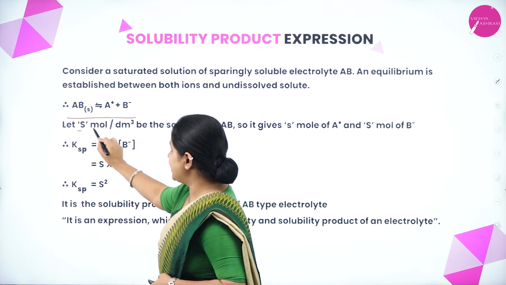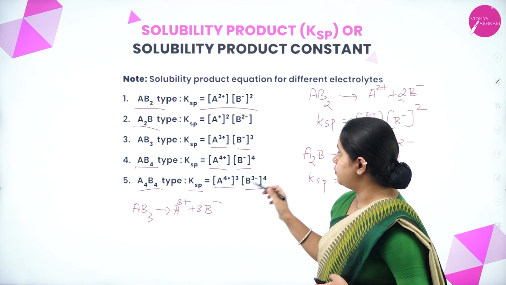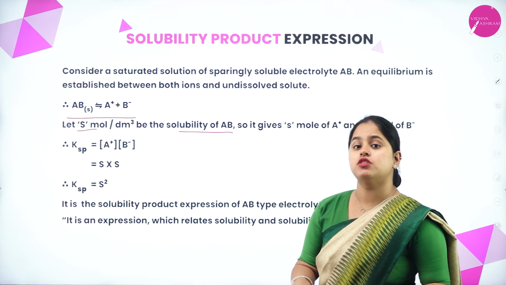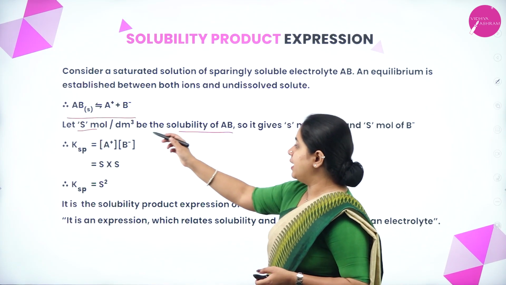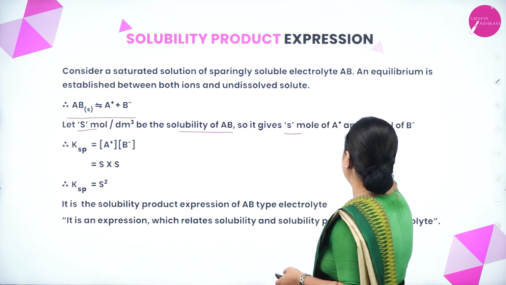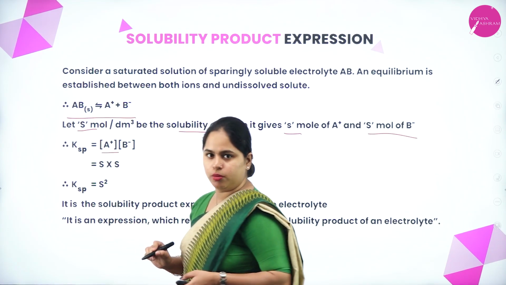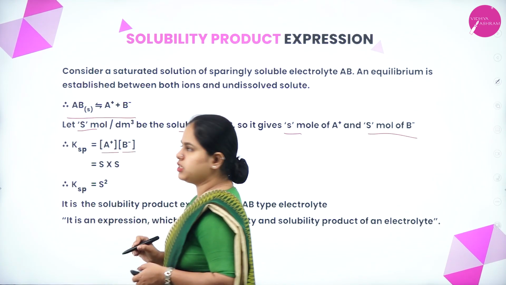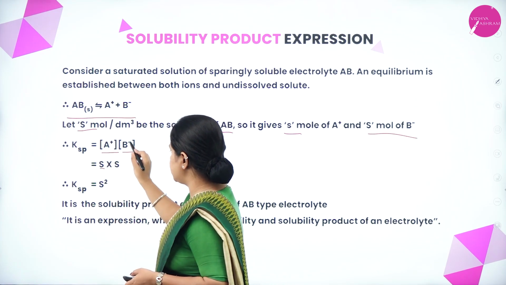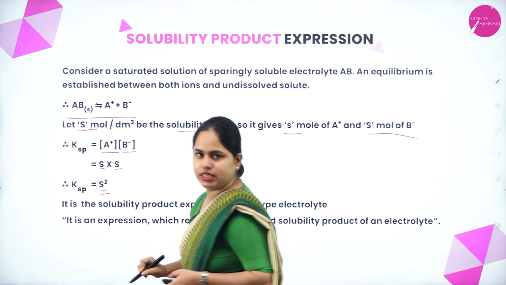So now let S be the solubility of AB. So here we have discussed how to write the solubility product. Now we are going to write it in terms of solubility, right? So now S will be the solubility of AB. So it gives S mole of A+ and S mole of B-. So S will be the solubility of A+ and S will be the solubility of B-. So we can write, instead of [A+] we write S, instead of [B-] we write S. So Ksp will be S into S, that is S square, right?